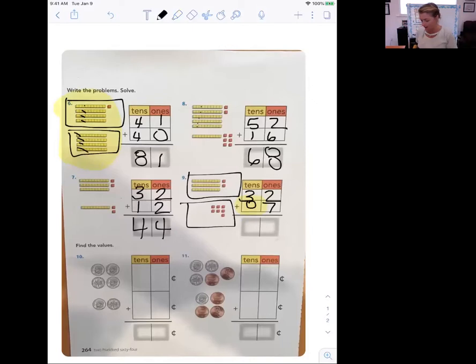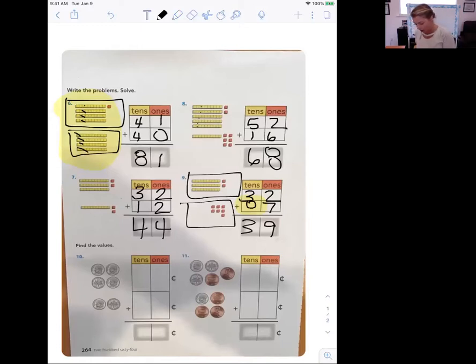So now let's count all the 1s. 2 plus 7. Go ahead and count. Did you get 9? Good. And 3 plus 0 is 3. Good job. Okay, guys. So now we're going on to the money.